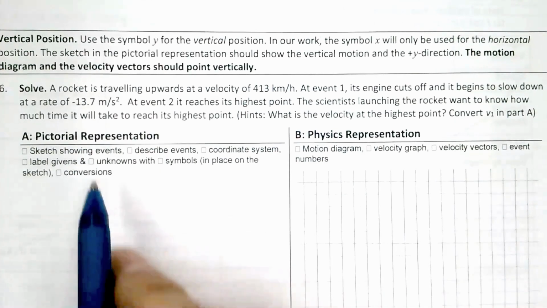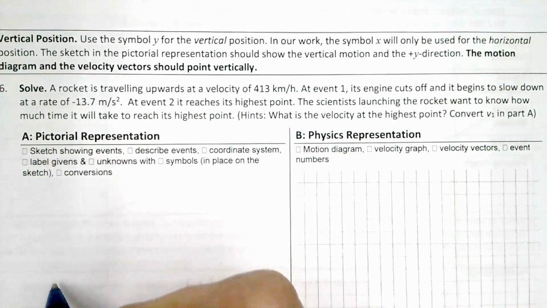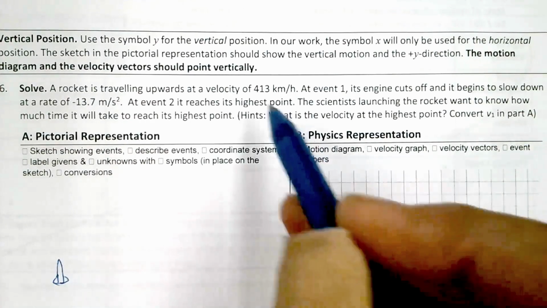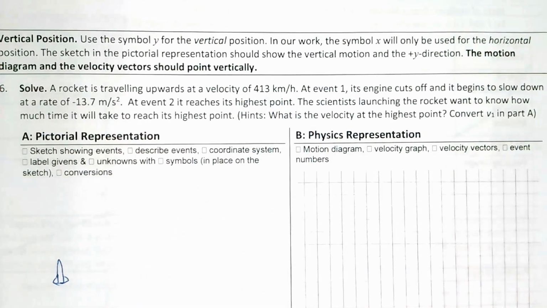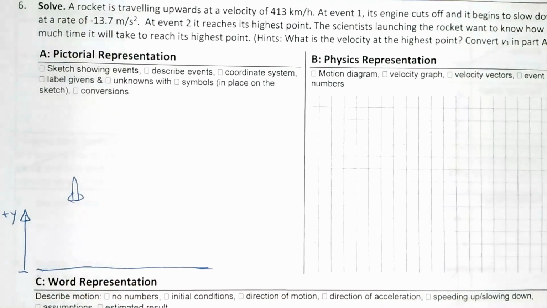So let's set that up in part A of our solution process. We want to start with a sketch showing the events. So the rocket is traveling upwards. So maybe at some point in time it was down here on the Earth. And then at event 1, it has this upwards velocity of 413 kilometers per hour. So I'm going to choose a coordinate system where upwards is the positive y direction.